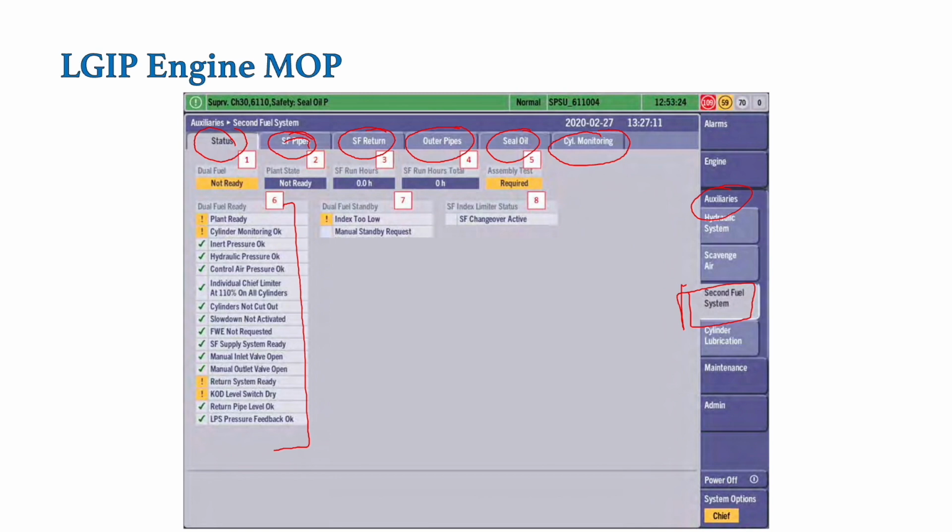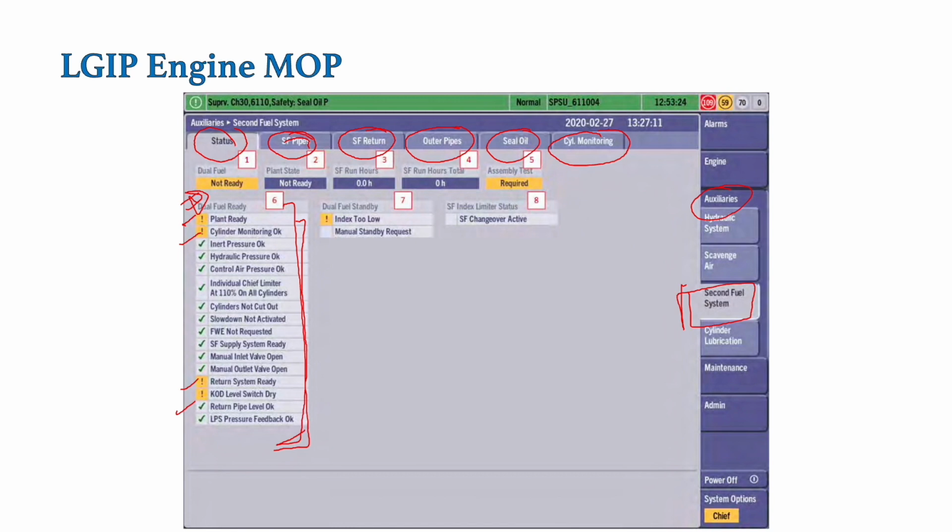In this we will just see the status. As you can see over here, these are the conditions that need to be met for the main engine to be changed over from primary fuel to secondary fuel. As you can see over here, it is showing not ready because these four conditions are not met. Over here these four conditions are not met, but in your system it could be anything.